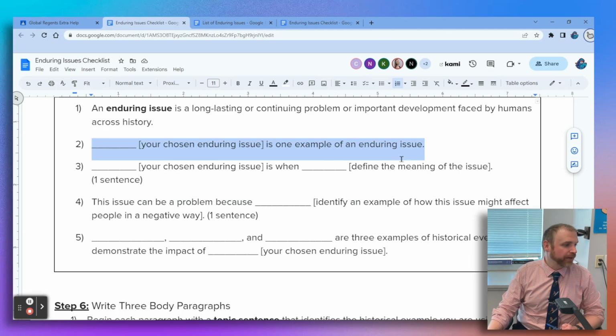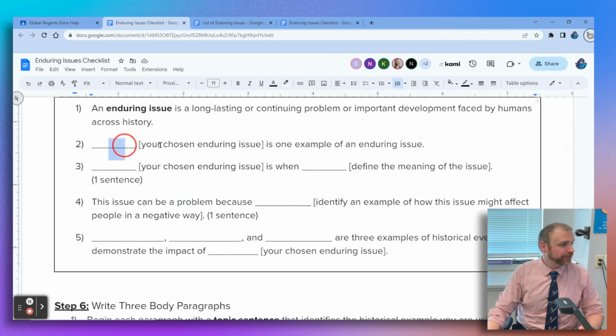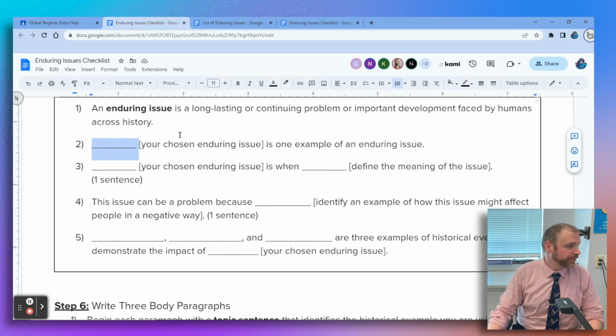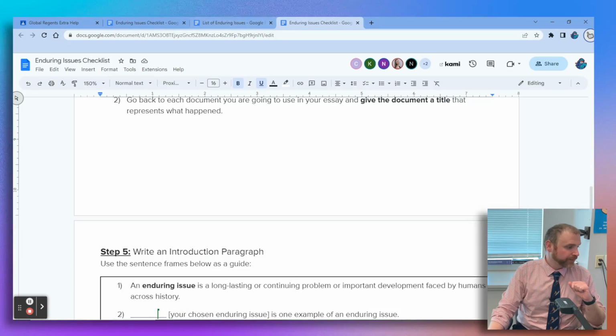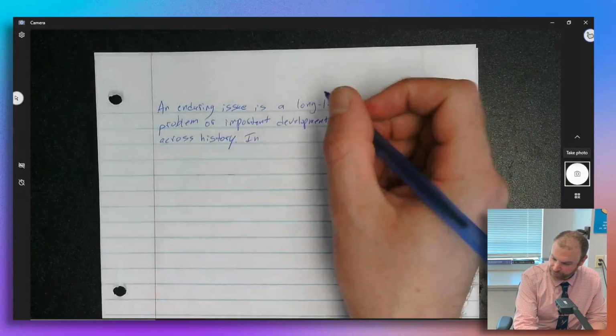And this is a way of going about it in a more fancy way. It's not saying the enduring issue that I'm going to be telling you about is interconnectedness. No, I'm just going to state one enduring issue is one example of an enduring issue, if that makes sense. So for me, I'm choosing the issue of the impact of interconnectedness. So that's what I'm going to put in my second sentence here. All right, so I'm going to write, interconnectedness is one example of an enduring issue.